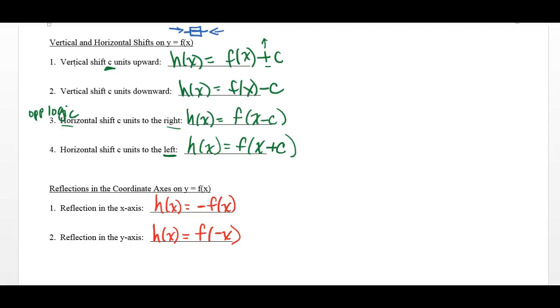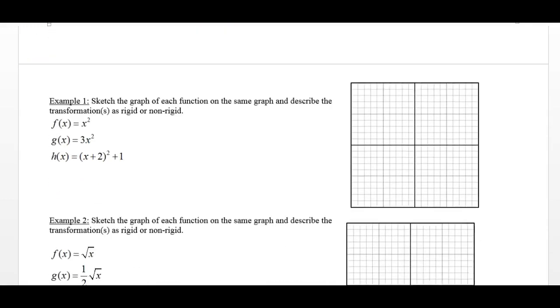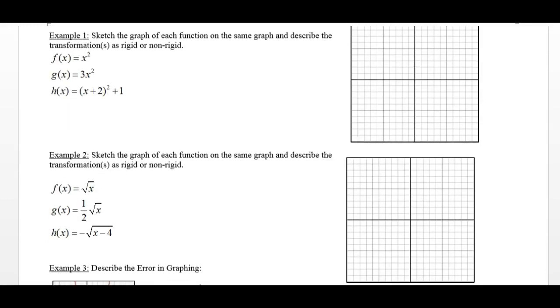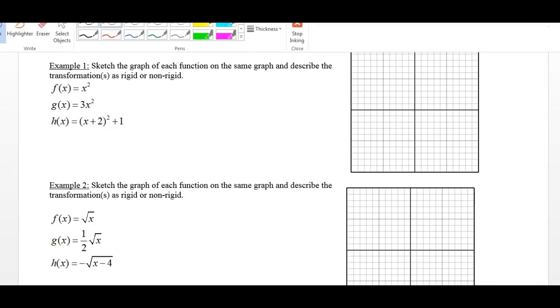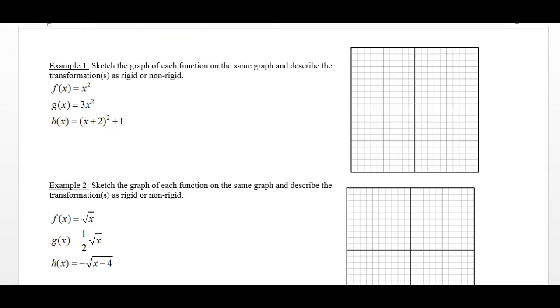Now, let's keep going. Let's look at some example problems, and this will help us get started on the problems for the homework. The problem says, sketch the graph of each function on the same graph and describe the transformation as rigid or non-rigid. So I'm going to use different colors for each one, and you're welcome to use map pencils on your homework. So f of x equals x squared. That's a quadratic function, so it would look like this. Good old parabola, okay? Now, this is f of x, so I would label that.